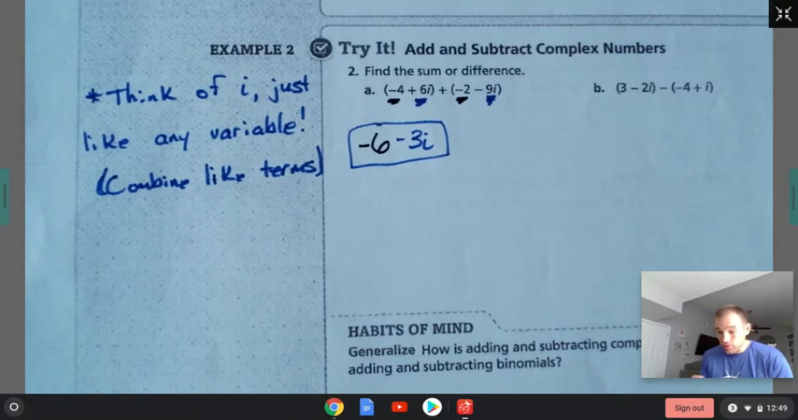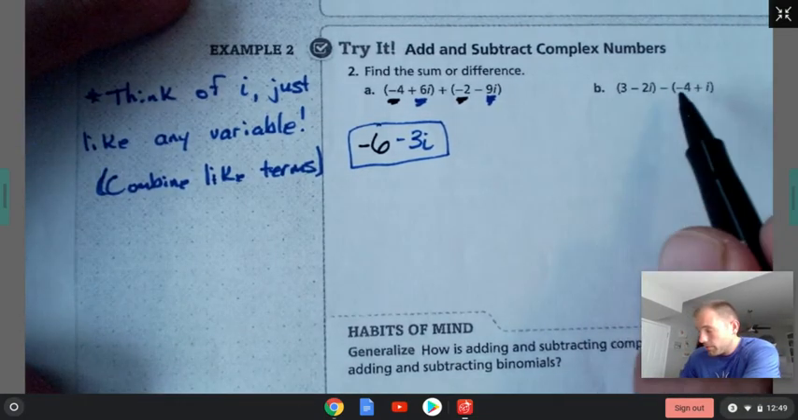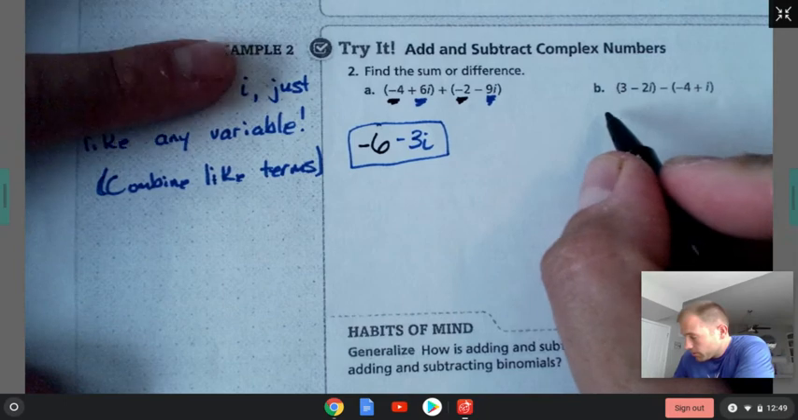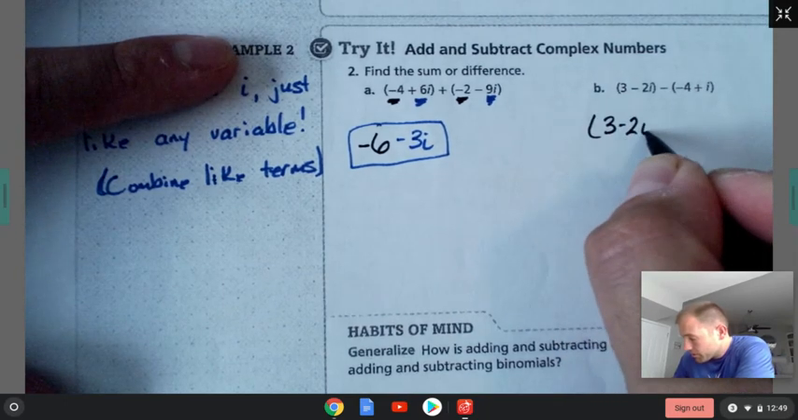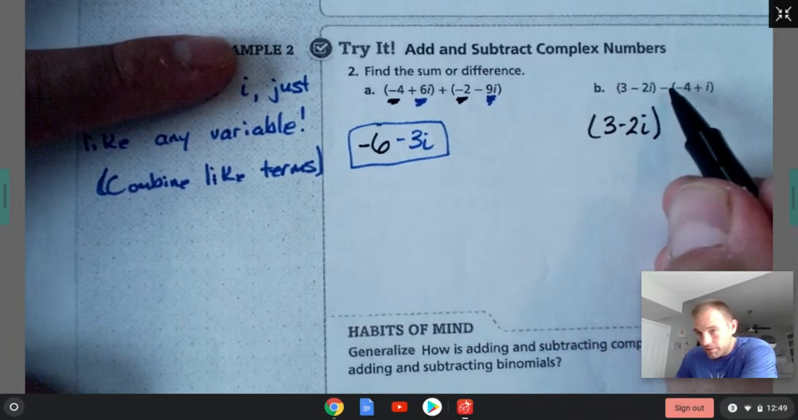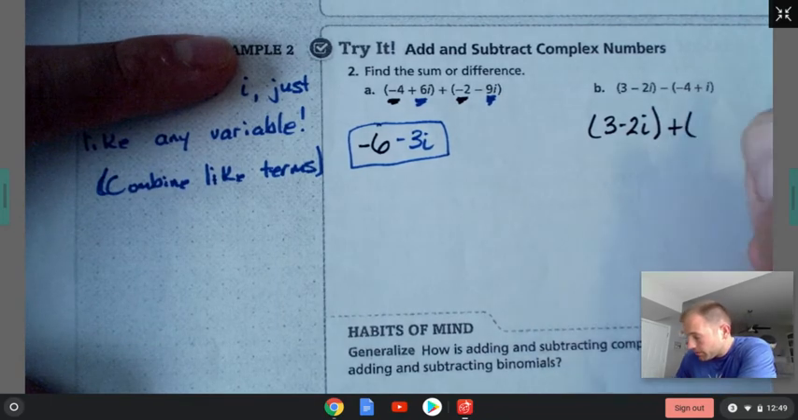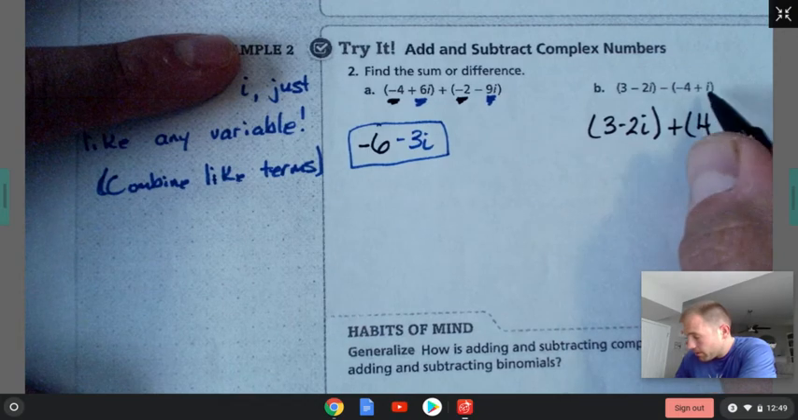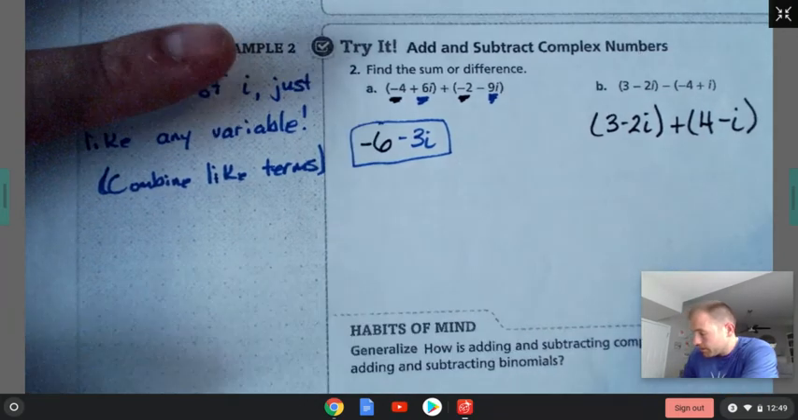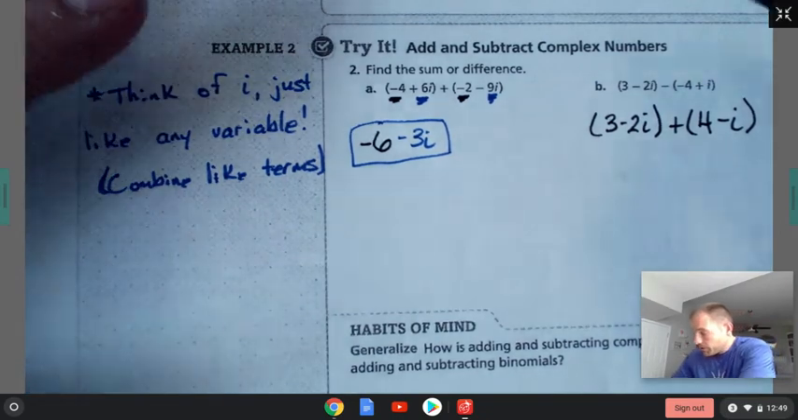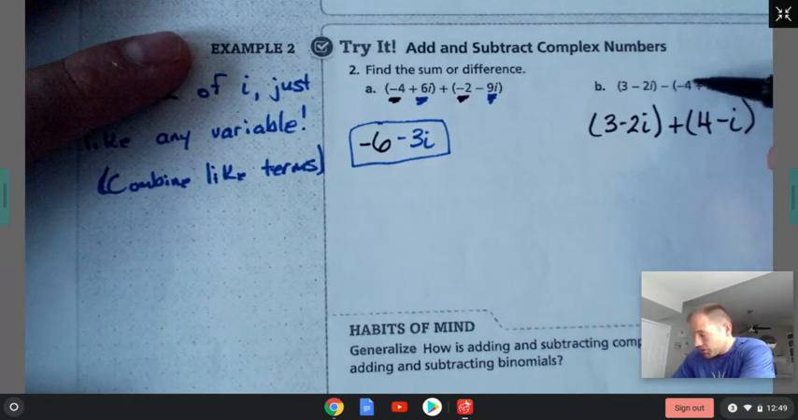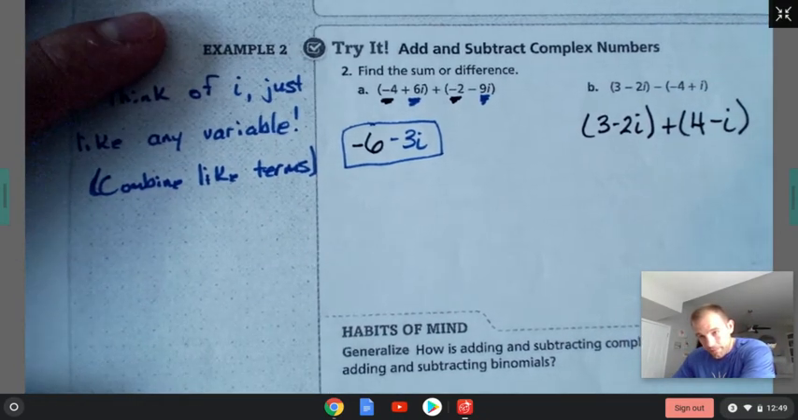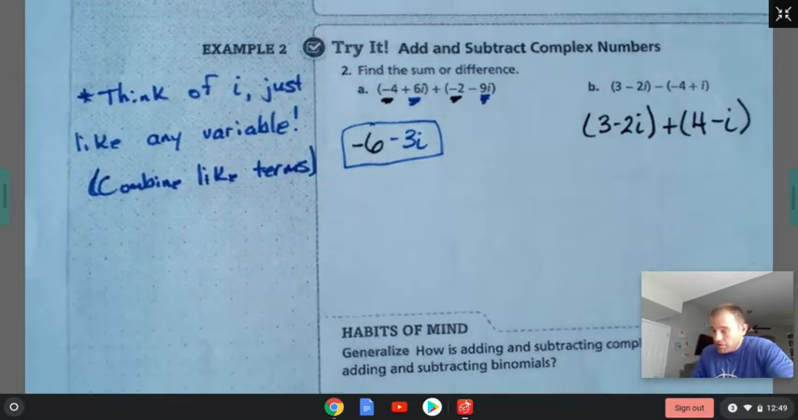Now subtraction is a little bit harder just because you have to be careful with the sign. So what I like to do personally is I like to rewrite the problem but change the minus to a plus. So the first one's never going to change. I'm going to change that minus to a plus sign. And then remember, everything after it has to change. So negative 4 would become positive 4. Plus i would become minus i. Right? So remember, change the negative to positive and then change everything after it. And now it's just like the first problem. Just combine the like terms.